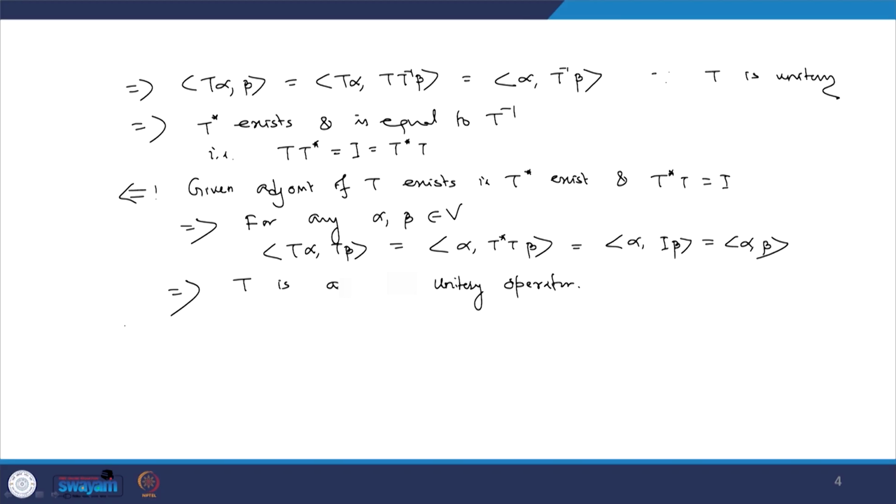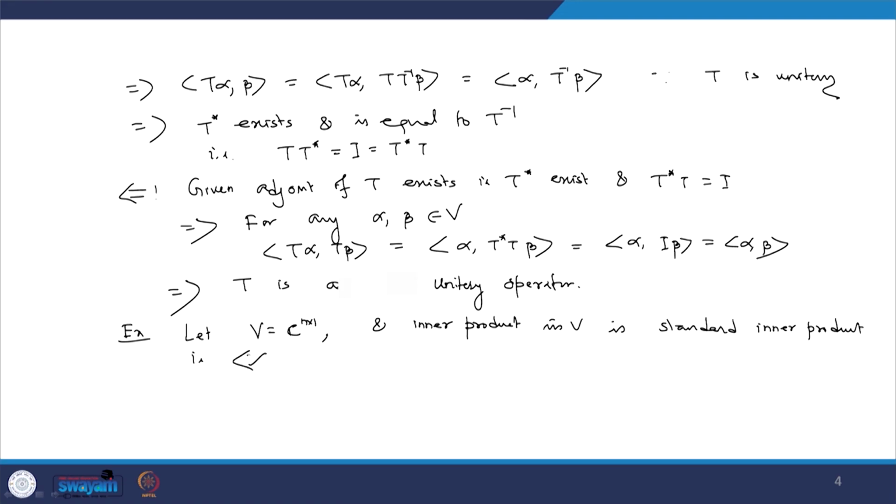So, let me take an example. Let V equal to the space of all n cross 1 column matrices, C n cross 1. I mean to say that is a column matrix over the complex plane, and the inner product in V is the standard inner product, that is inner product of x and y equal to y star x. This is the inner product.